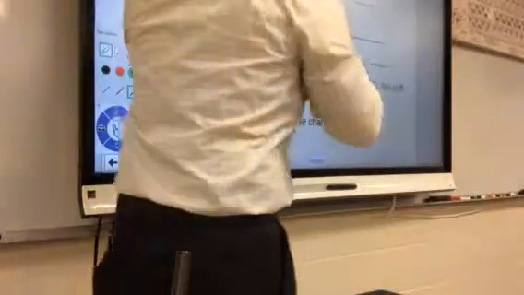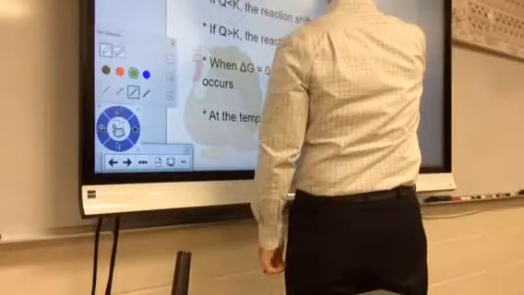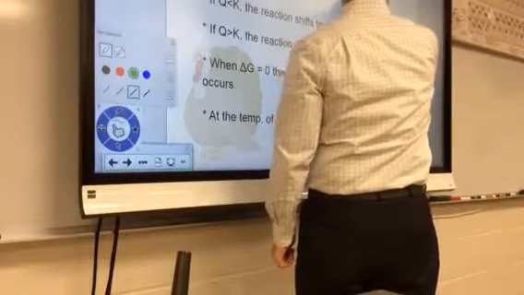So it goes without saying probably that if K is less than 1, that means that fraction is less than 1, the reaction favors the reactants.